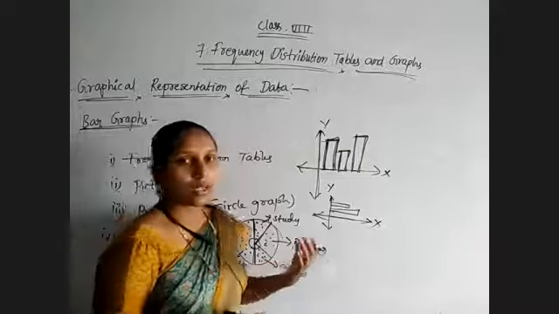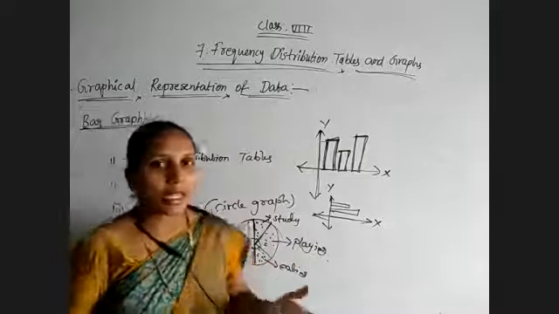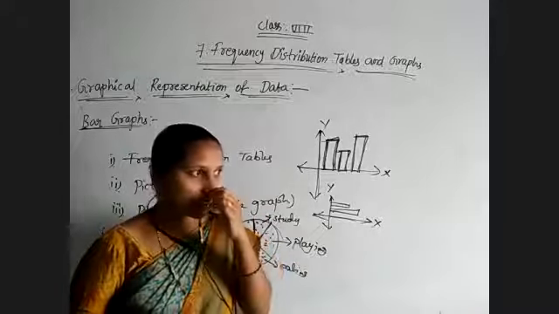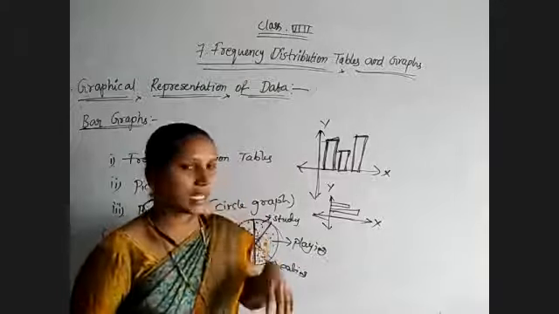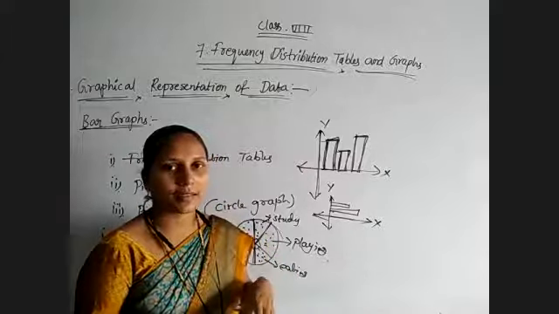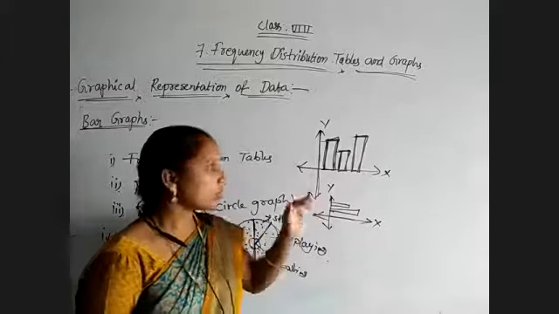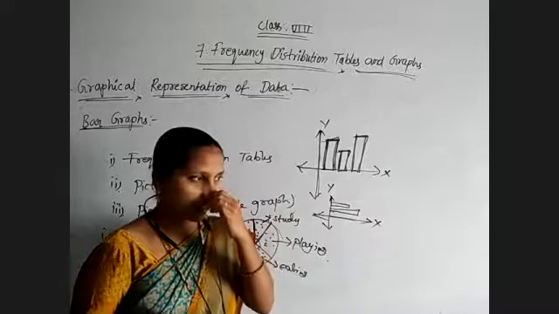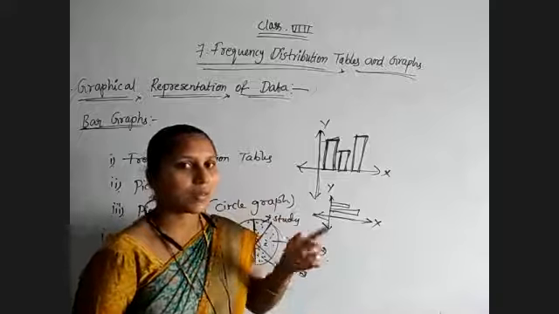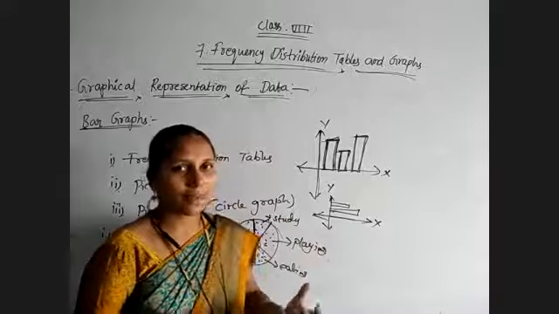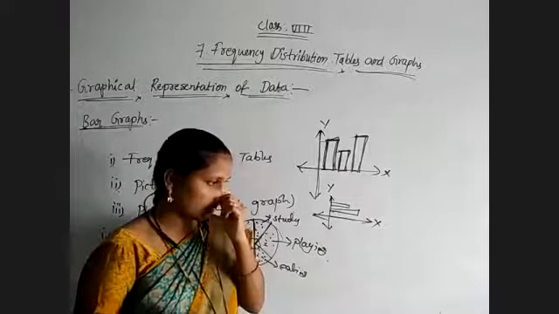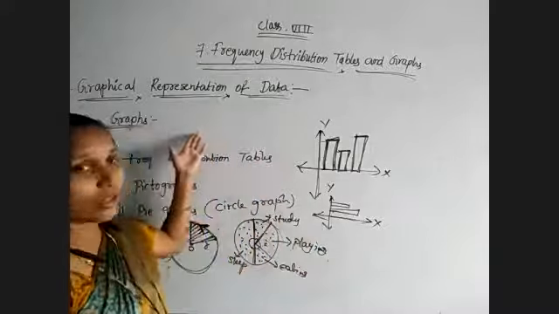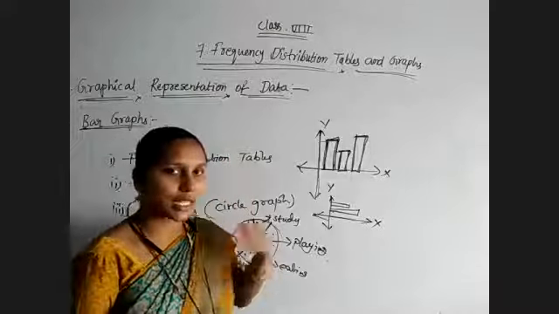And then the double bar graph. At a time, if we are comparing two different companies by taking different activities or whatever, if you are representing two different items on a single graph, that comes under the double bar graph. For comparison, we will use the double bar graph. Till that we have studied in the previous classes.